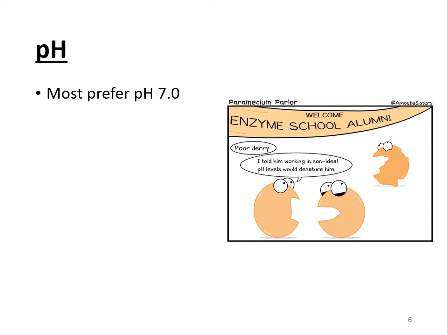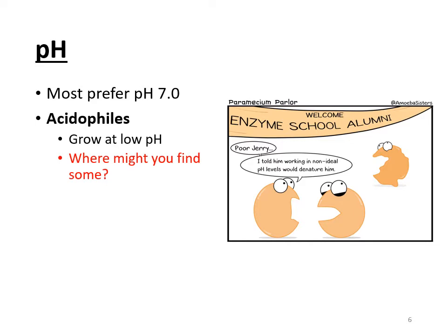Now, some cells, some microbes, can survive out of that neutral range. If they like acidic pH, if they can survive at very low pH, then these guys you would call acidophiles. And you have to ask yourself, where might you find some? Think about your body. Where are the acidic regions of your body? The stomach, right? That's a big one. The GI tract, your gut. So any of the organisms that you might have thriving there, they would have to be acidophiles.